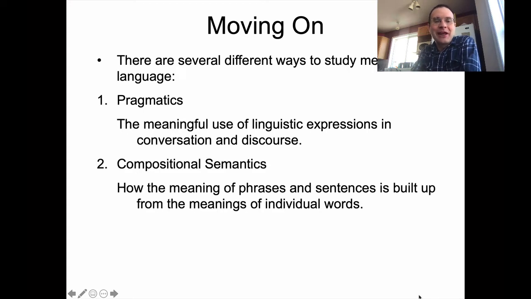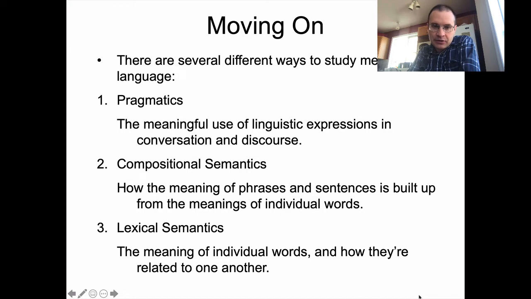We've gone over that at some length, so I'm not going to go over it anymore. But today, what we're going to talk about primarily is what we call compositional semantics, which is how the meaning of phrases and sentences is built up from the meanings of individual words. That leaves, at the very end, lexical semantics, which is the study of the meaning of individual words and how they're related to one another.